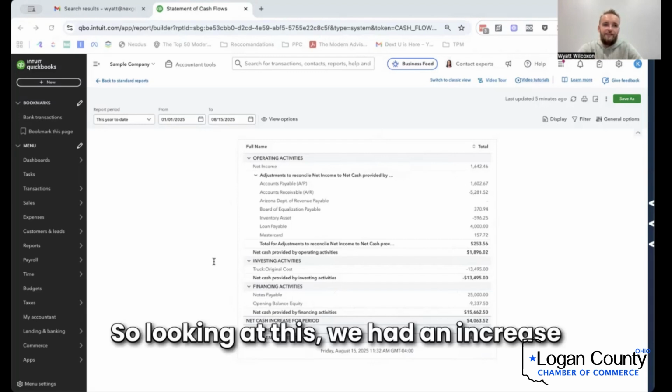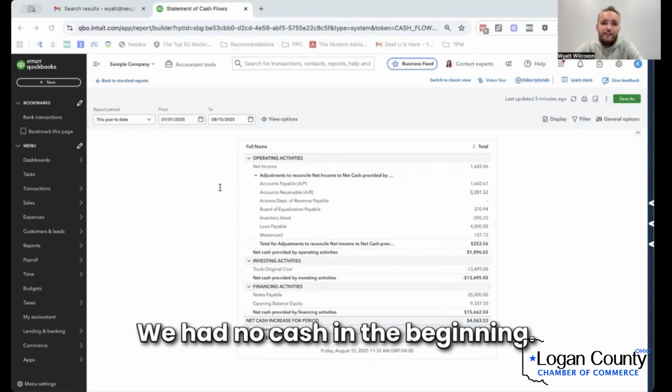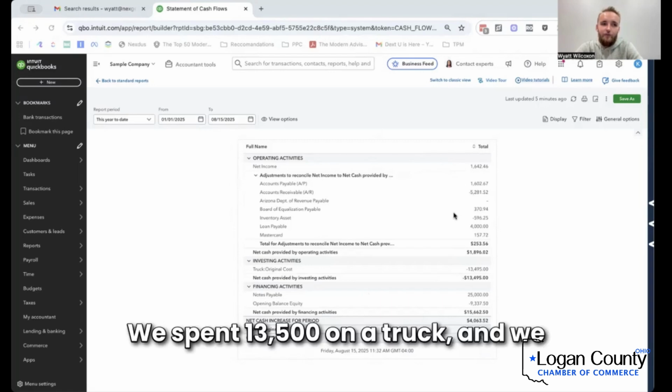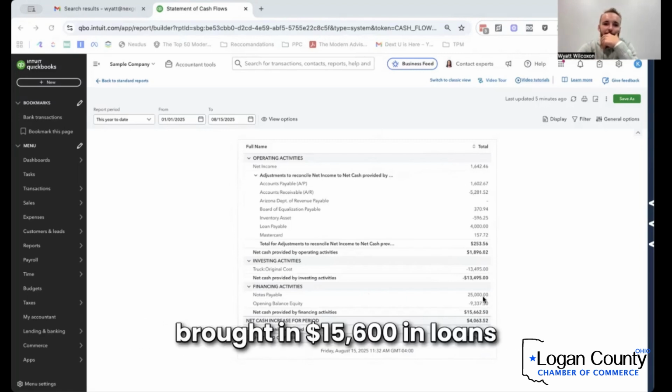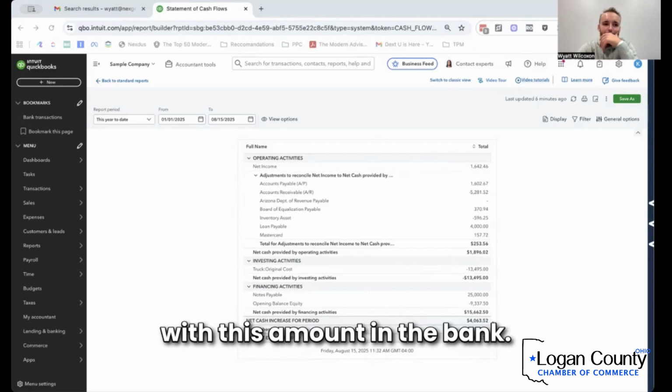So looking at this, we had an increase in cash of $4,063.52. So they tie out. We had no cash in the beginning. We made $1,900 from running the business. We spent $13,500 on a truck, and we brought in $15,600 in loans and financing things, leaving us with this amount in the bank.